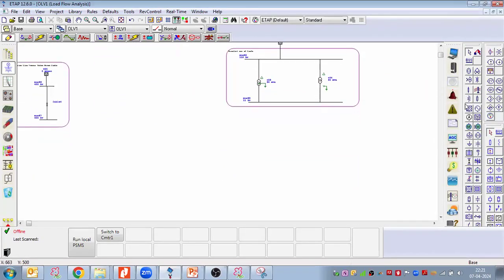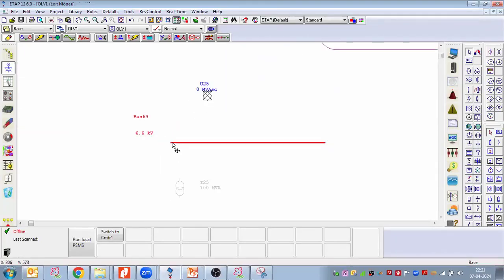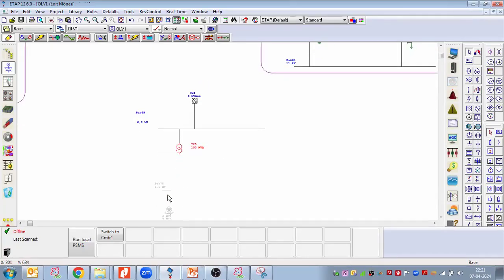Let us take an example. Here we have a source, then a bus, then a transformer, then again a bus, and then some load. Let us take some load as well, right? Taking 6.6 kV, connecting this source to this bus, connecting this to this transformer, taking the bus here, and connecting a lump load here.